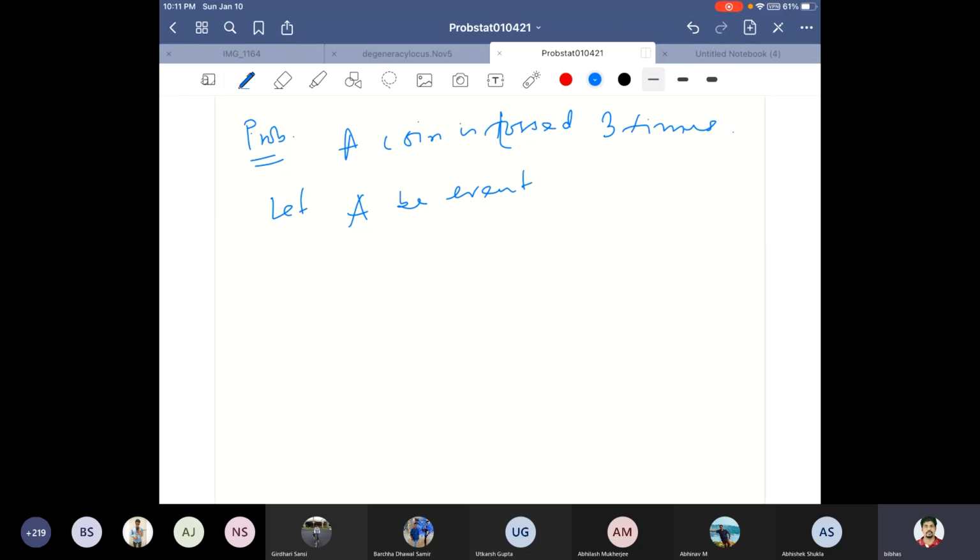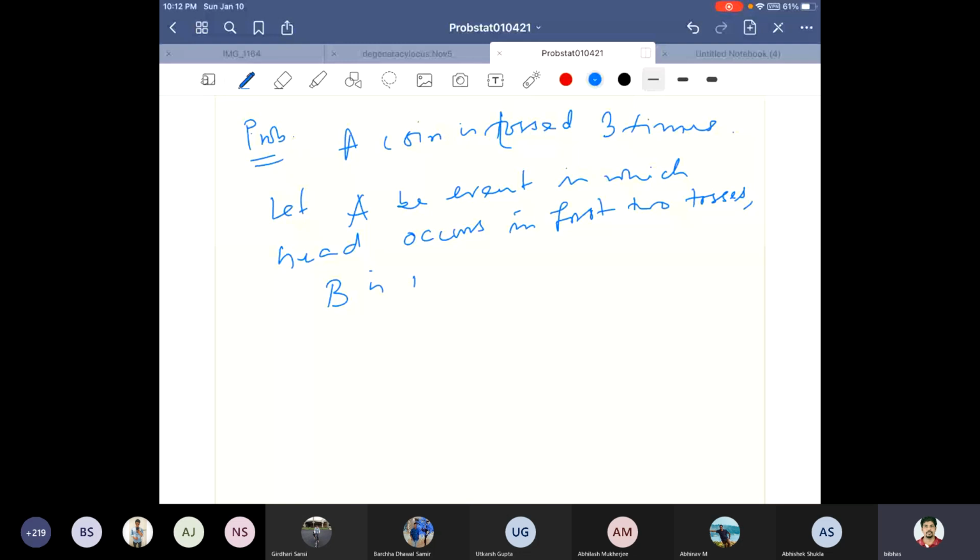Let A be the event in which head occurs in the first 2 tosses, because I'm tossing the coin 3 times. In the first 2 times, let's say head occurs.